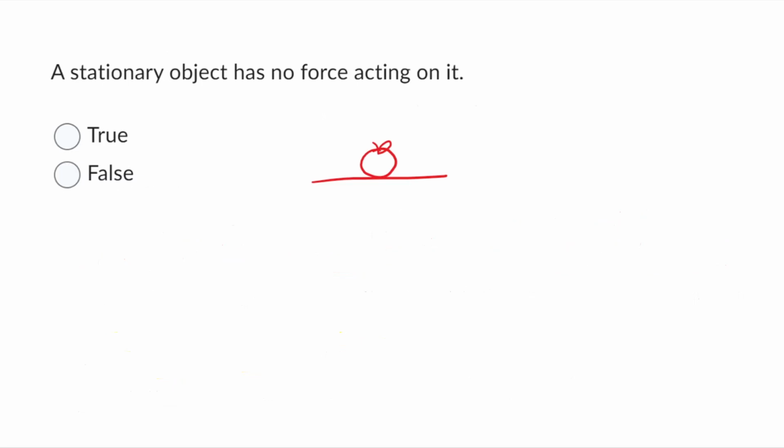Okay, so the first question here is asking us to consider if a stationary object has no forces acting on it. While this may initially seem to be true because the object is not moving, every object has acceleration due to gravity. For example, for this apple, it would be 9.81 meters per second squared. And there would be a normal reaction force as well. So while the apple is not moving, it does still have forces acting on it. So that makes this false.